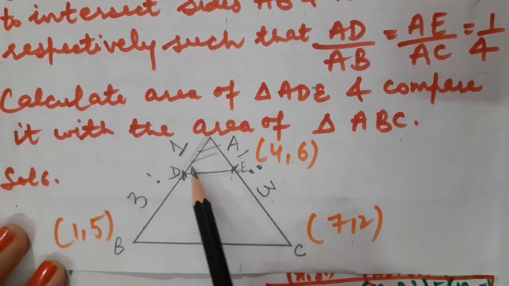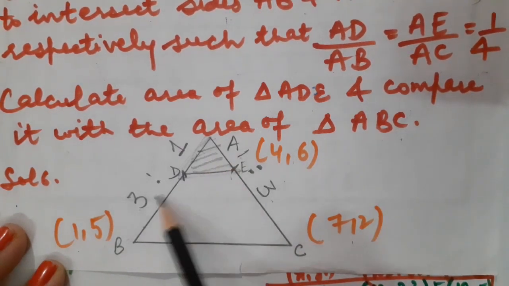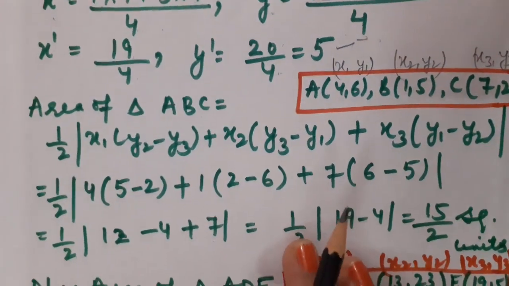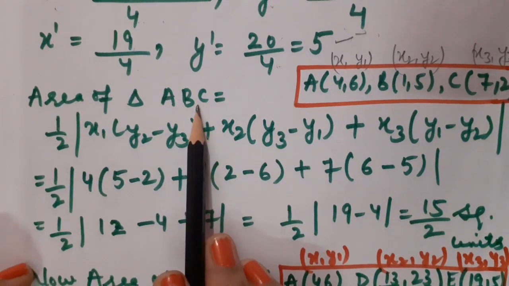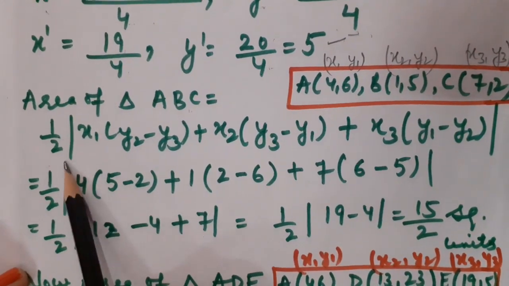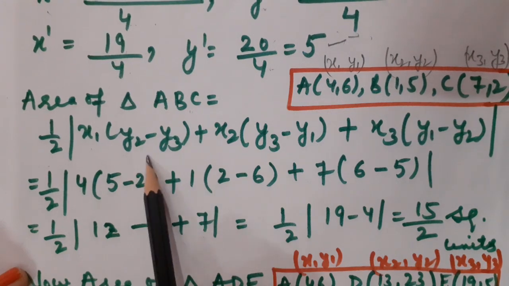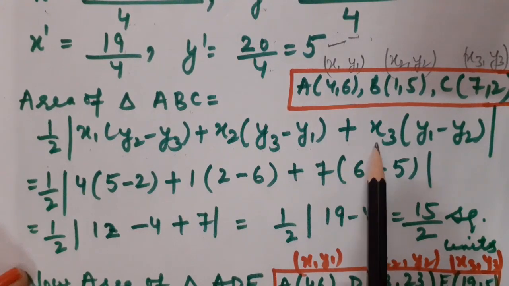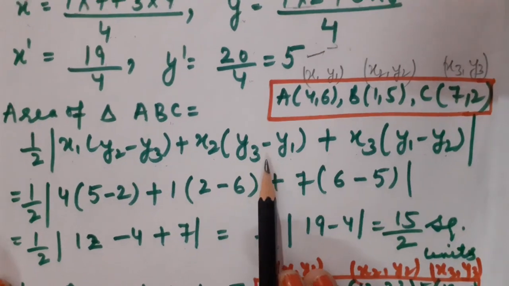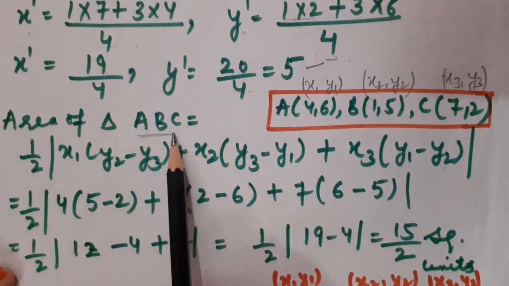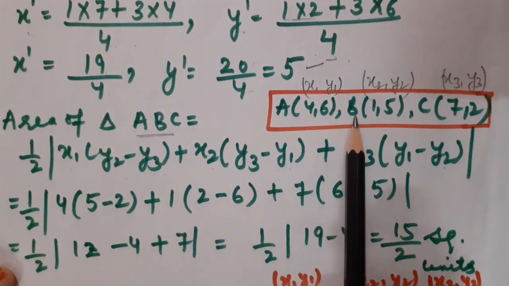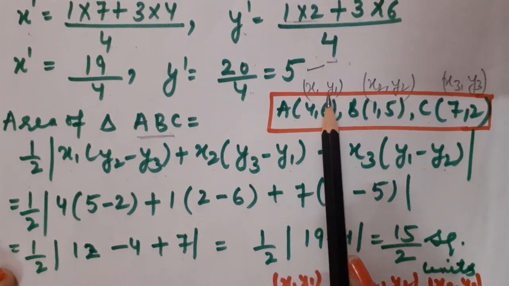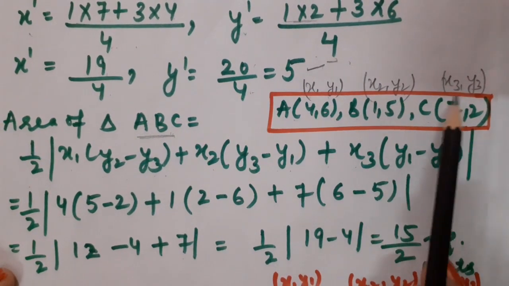So you have to just calculate this area ADE and complete ABC so that you can further go for the ratio. So this is area of triangle ABC. Let us recall the formula: half modulus x1 into y2 minus y3 plus x2 into y3 minus y1 plus x3 into y1 minus y2. Here I have written, because I am going to talk about area of triangle ABC, so I have written ABC along with the coordinates. So let us assume the coordinate of A as x1 y1, B as x2 y2 and C as x3 y3.